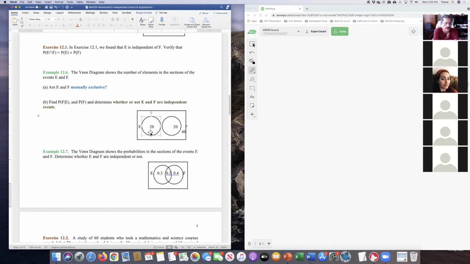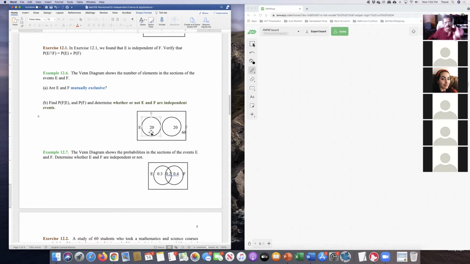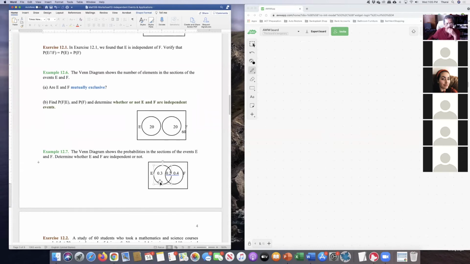So if E has occurred, you are in E. Your outcome is in here, which means it cannot be in F. There is no way you can be in F if you're in E. Only if there is something in common, like this. If you're in E, then there is 0.2 probability that you are in F as well, right? When there is an intersection, you can be in F when you're in E. But when there is no intersection, if you're in E, you cannot be in F. So therefore, probability of F given E is 0. What is the probability of E given F?